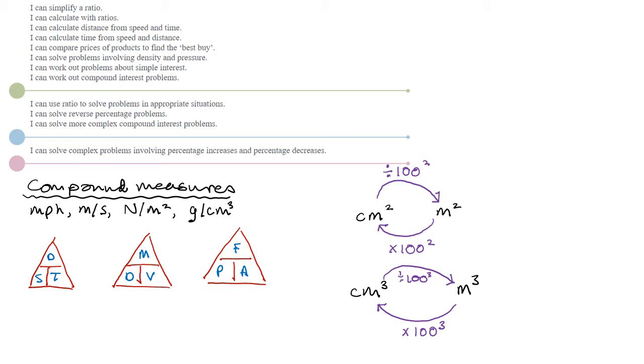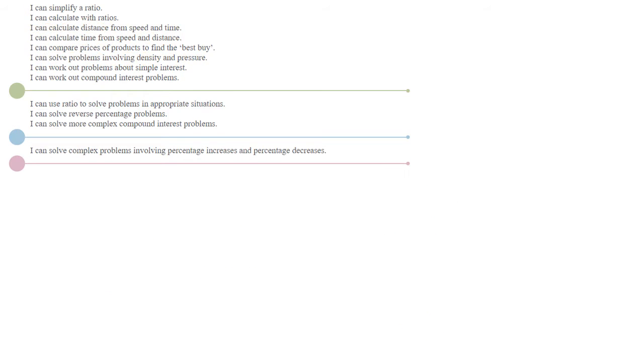So we've just had a look at speed, distance and time there. That means we can do types of calculations, and here we have density and pressure. Right, what next? The next thing we're going to be looking at is best buy type problems here. Okay, so best buy.